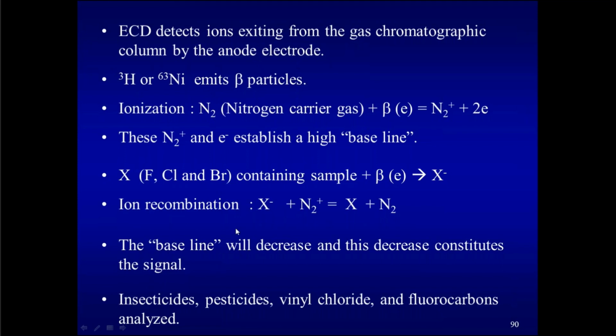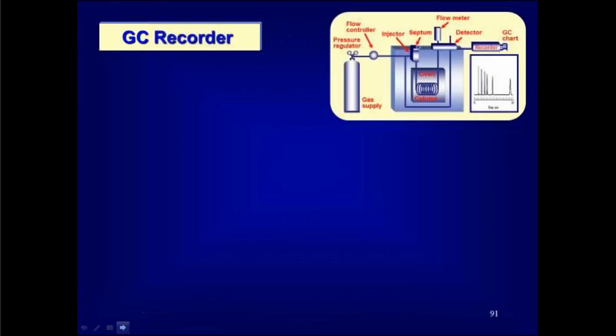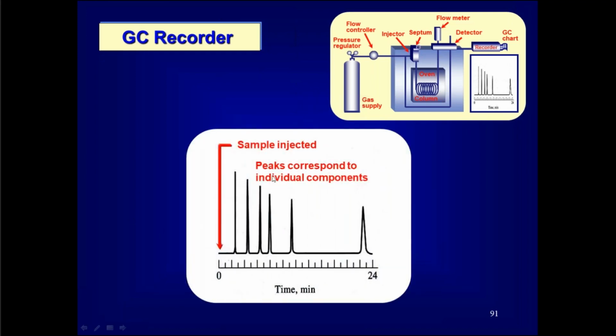And hence the baseline, the high baseline you had, will show a dip, will decrease, and this decrease constitutes the signal. So insecticides, pesticides, vinyl chloride and fluorocarbons can be very easily analyzed. So that's about detectors. Now the last one is a recorder, and then you have applications.